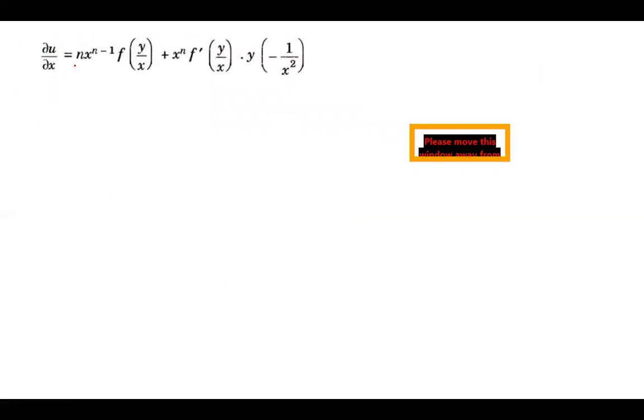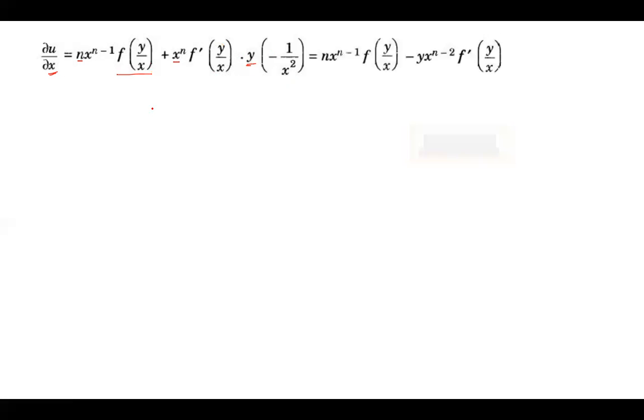So dou u by dou x: you have x to the power n. Derivative of x to the power n is n times x to the power n minus 1 times f of y by x as it is, plus x to the power n as it is. Now we differentiate f of y by x. The derivative of f of y by x is f dash of y by x times y times minus 1 by x square. Remember, we are differentiating partially with respect to x, so y needs to be treated as constant. The derivative of 1 by x is minus 1 by x square. And you must have observed that we have used the product rule of differentiation to get this result.